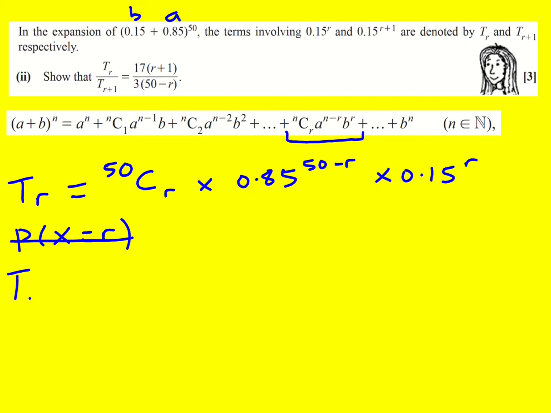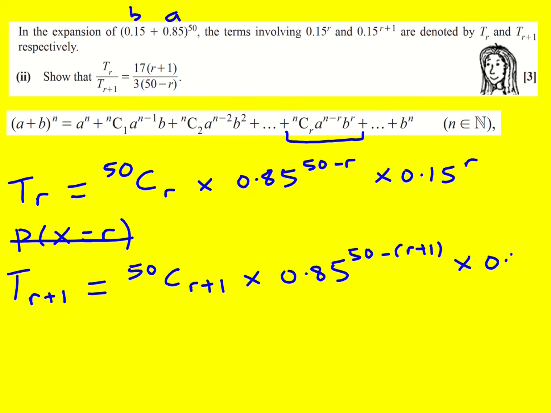And then I'm going to do this question from the binomial expansion perspective, but they are the same thing. T_(R+1) is then going to be the term with 0.15 to the R plus 1. So it's going to become 50 C (R+1) times 0.85 to the 50 minus (R+1), times 0.15 to the R plus 1. Okay, I hope that makes sense. These two powers will add to 50 still. And I've got to do that here. Okay. So, should we go straight for it?